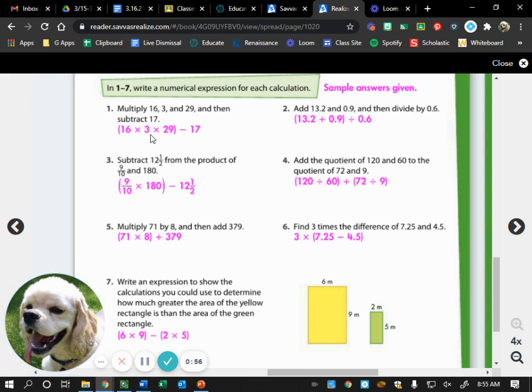Yes, Will? So if I didn't do parentheses, is that first step? Technically, but I will say in the future, please put parentheses around the first step, okay?